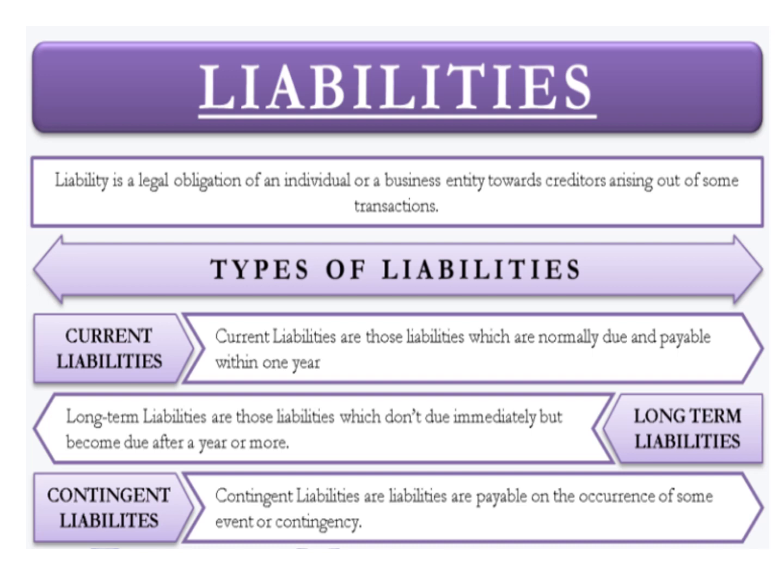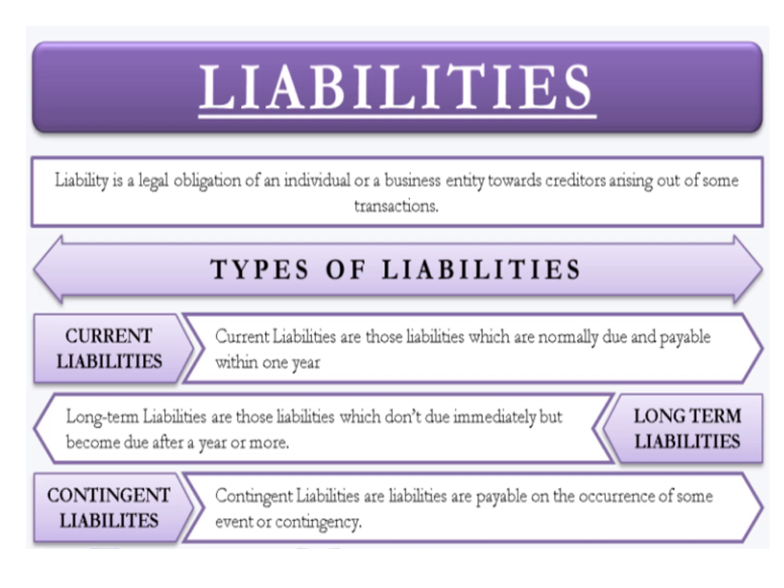Current liabilities are those liabilities which are normally due and payable within 1 year, but long term liabilities are not due within 1 year. They are due after 1 year or more. So long term liabilities are those liabilities which don't fall due immediately but become due after a year or more.